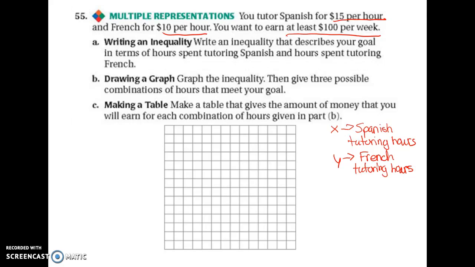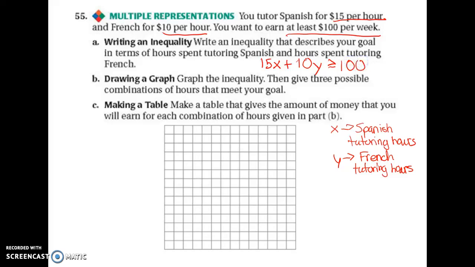It is very important that you define your variables in this case because your graph's going to look completely different if you would choose your variables the other way. So now that I have my variables defined, I know that I get $15 per hour for Spanish, and I don't know how many hours I'm going to do, so that's 15 times X plus, and I'm also going to tutor French, which would be $10 per hour, which is 10 times my number of hours, which is Y. And I want that to be at least $100. In other words, I want to make $100 or more. So I want this amount right here to be greater than or equal to $100.